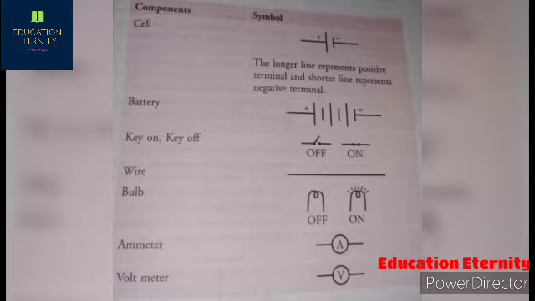दूसरा होता है switch. A switch is used to open and close a circuit. Switch is also called a key. When a switch is on, it connects the two open ends of the circuit. The current flows through it. When the switch is off, the two ends of the circuit are open and the current does not flow through it.